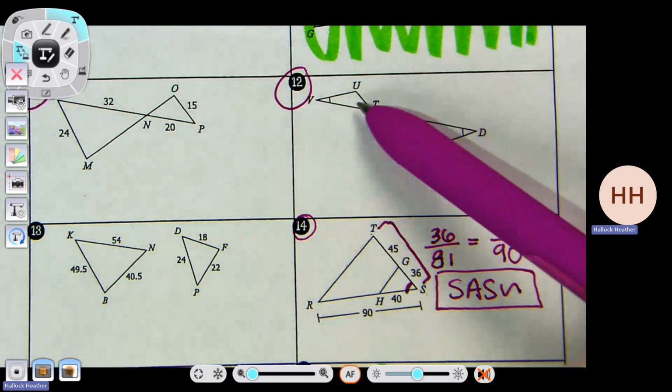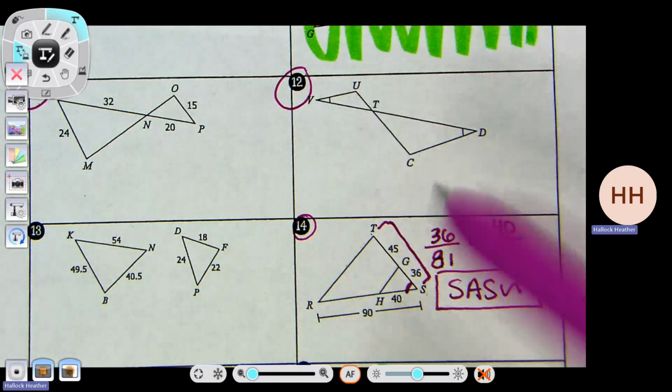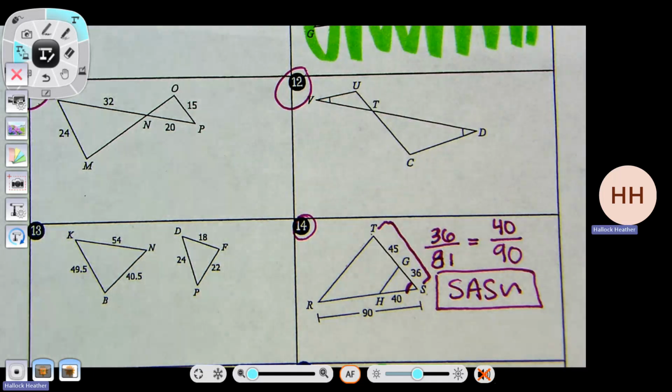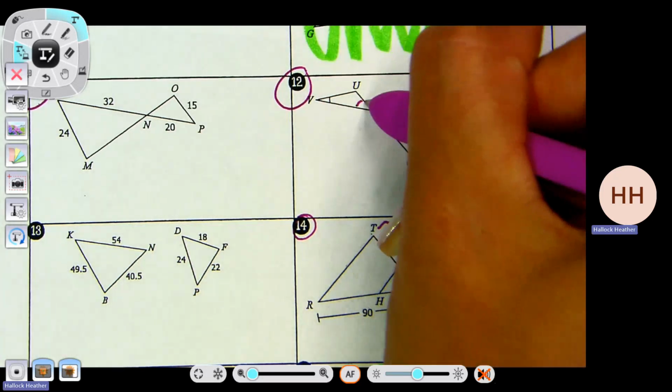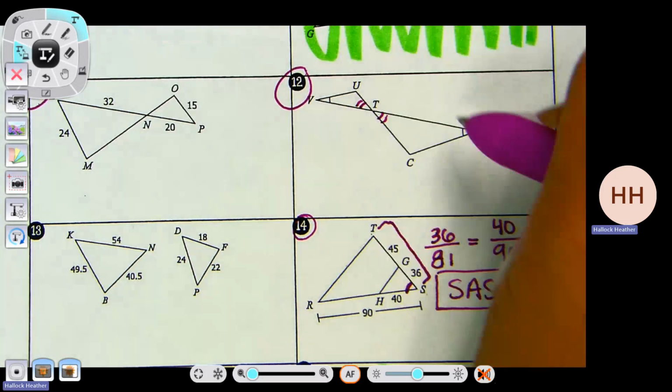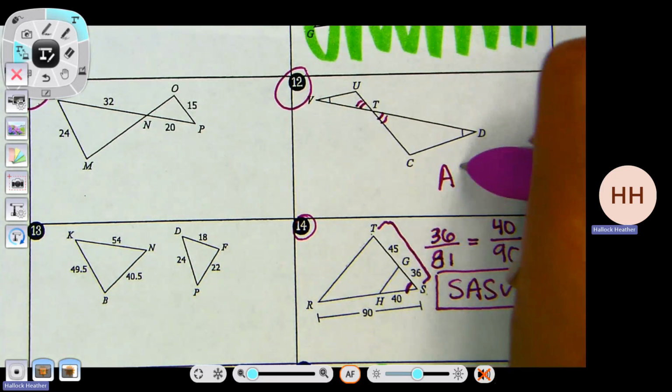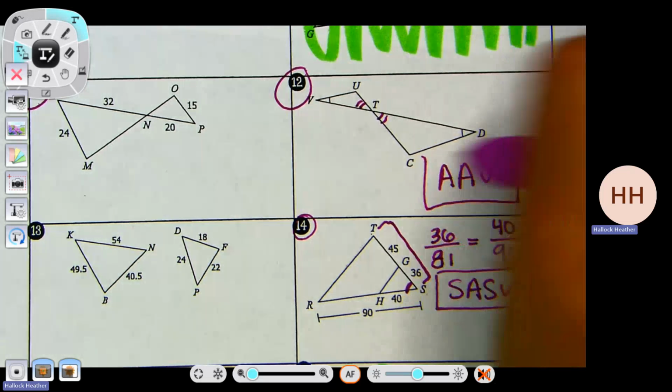So number 12. Okay. Do we have any sides? No. Automatically side angle side is out, side side side is out. The only option is angle angle. I just need to see, is there two angles that are congruent? What other angles are congruent? T. So T you can match, and then you have two angles. So you're gonna say angle, angle, similarity. That's it.